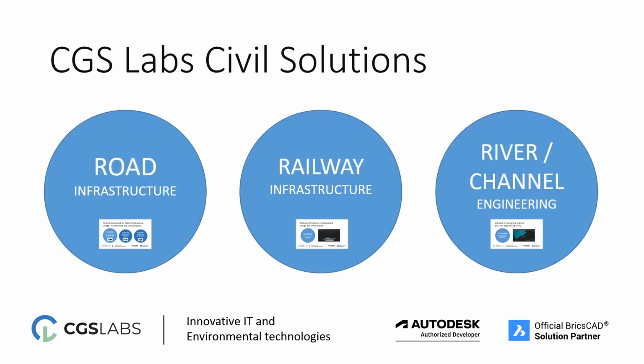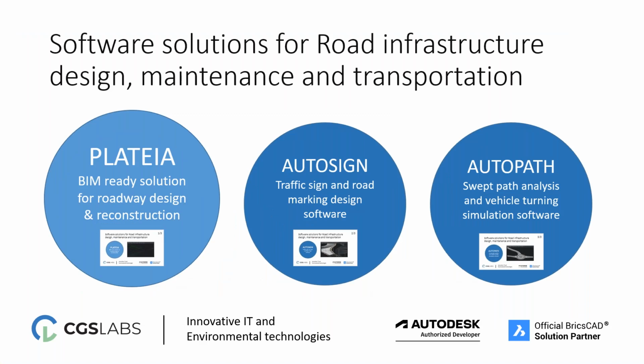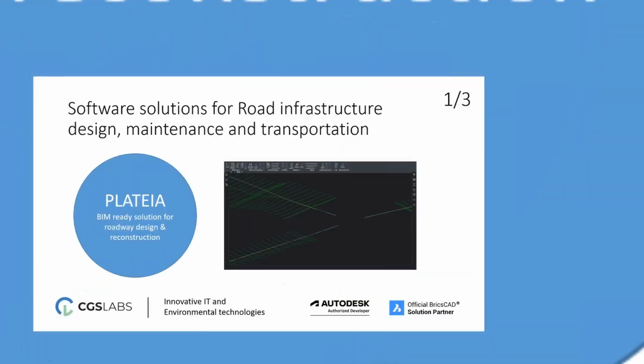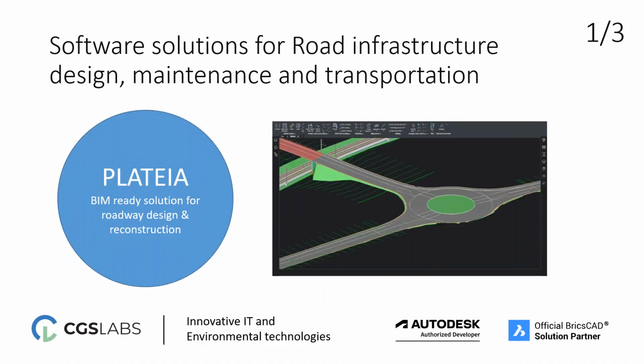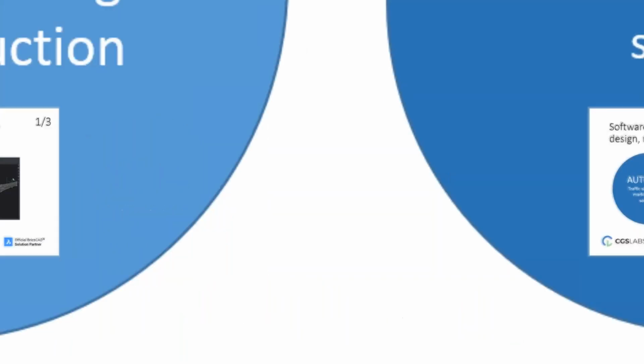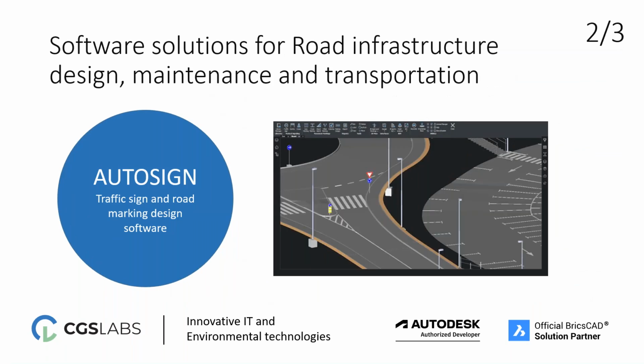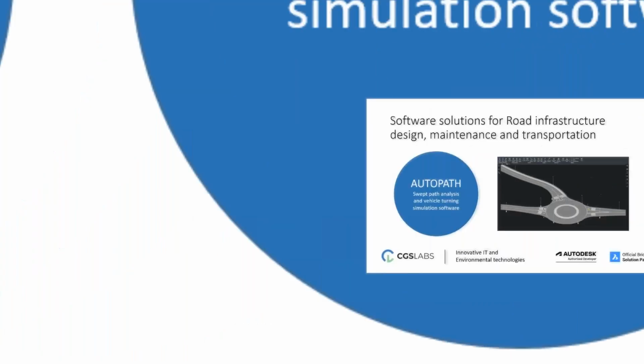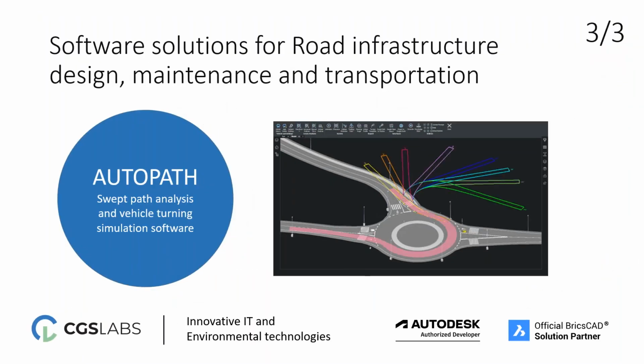If we go to our software portfolio, with our CGS Labs civil solutions, we cover three main civil engineering fields. These are roads, railways, and river engineering. Today we will focus mostly on software solutions for road infrastructure design, maintenance, and transportation. In this department, we have our main software, Plateia, and then we have also two other applications, AutoSign for traffic signs and road markings, and AutoPath for swept path analysis.